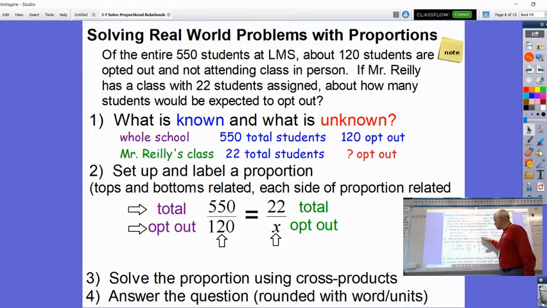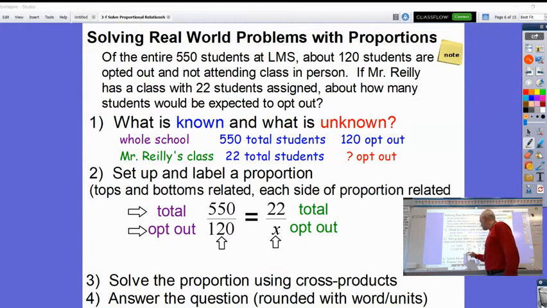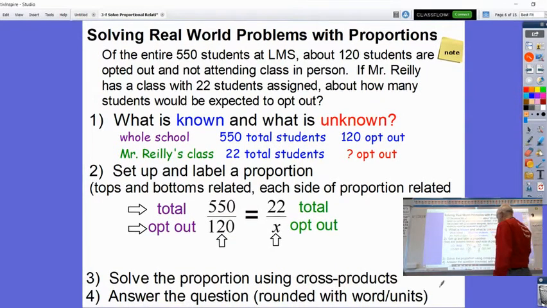The two sides of the proportion have to be the same type of number on the top and the bottom. So I'm going to do total divided by the number that opt out. For this one, this side is for the whole school, total over opt out. The other side must also be total over opt out, and these two numbers need to go together. So this one is for my classroom. Okay, so this one is the school, this one is LMS, and this one is my class.